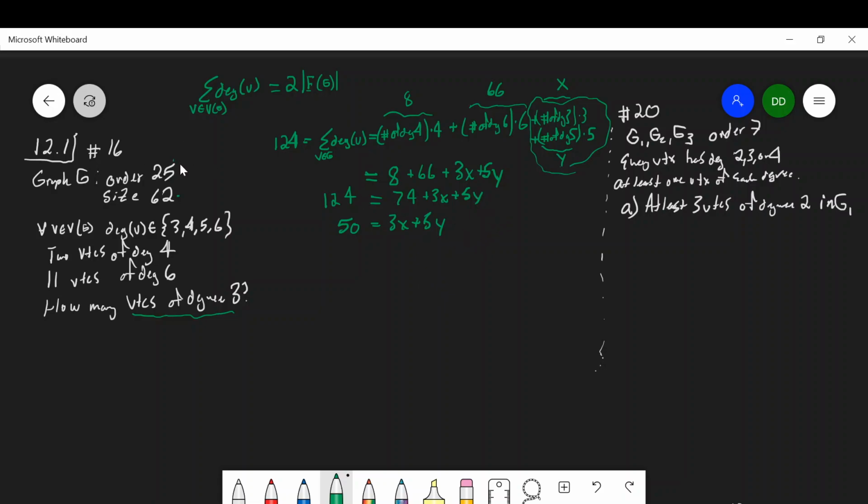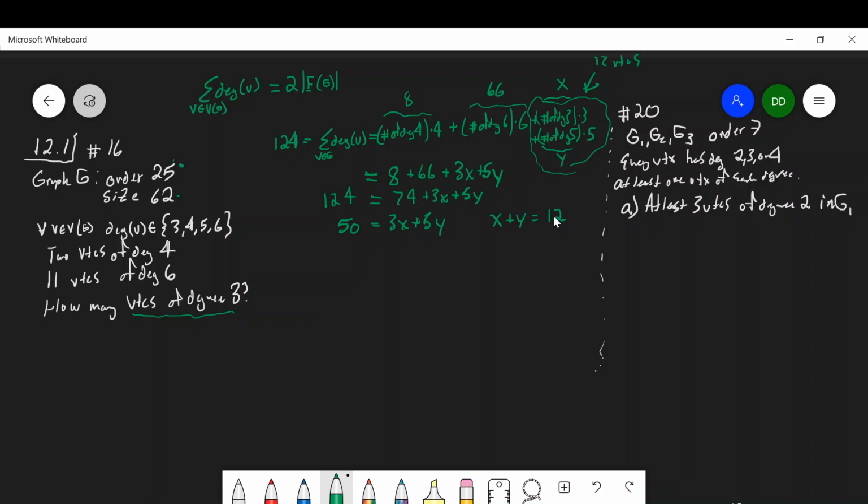What haven't we used yet? That the order is 25. So how many vertices of degree 4 did I have again? I had 2 vertices of degree 4 and 11 vertices of degree 6, so that's 13 of degree 4 and 6. And so there must be 12 left over. We know there's 12 vertices in this camp that are either degree 3 or degree 5. x is the number of vertices of degree 3, y is the number of vertices of degree 5, and so that's telling me that x plus y has to equal 12. So we also know x plus y equals 12.